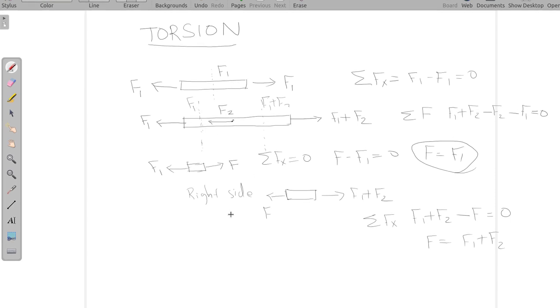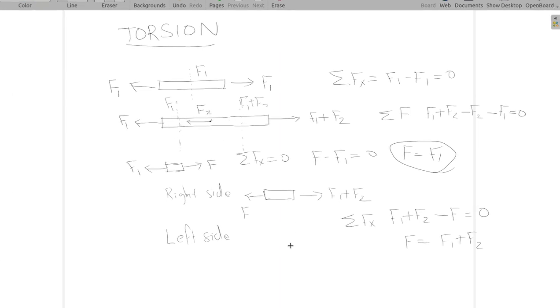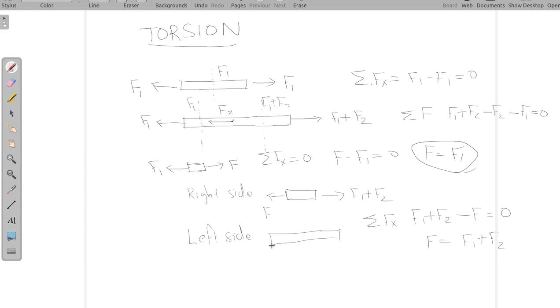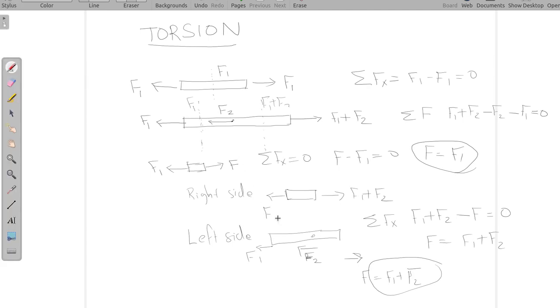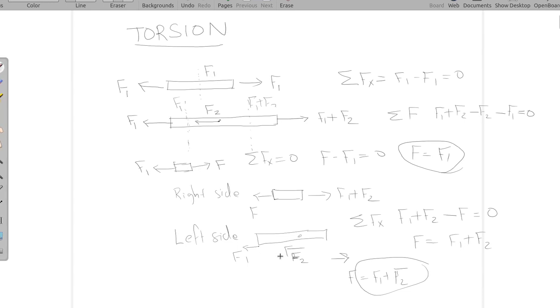And what if we take the left side part, this part? If I take that part, you have F1 here and F2 here, and again you will find out that the internal force resultant here is F is equal to F1 plus F2. So simply, just like the previous case, you just apply the equations of equilibrium. That's how you need to find out the internal force resultant.